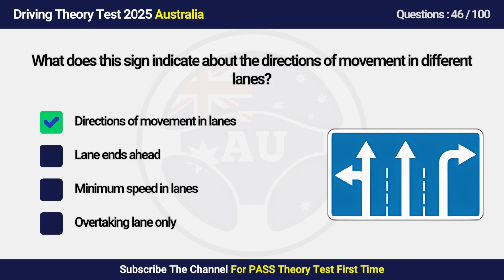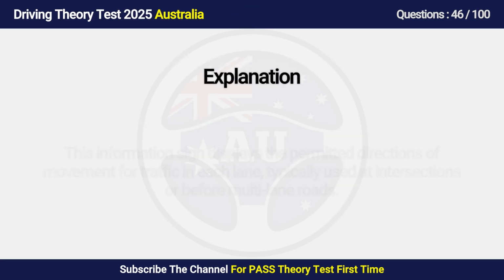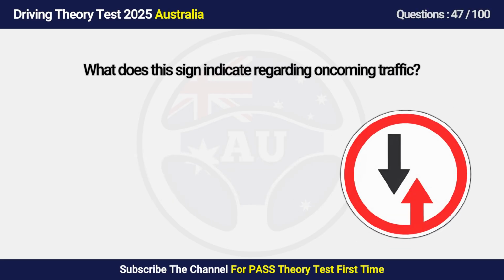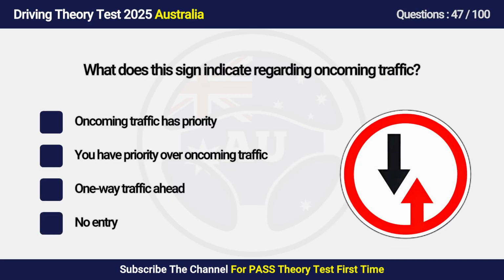Answer is A. Direction of movement in lanes. This information sign displays the permitted directions of movement for traffic in each lane, typically used at intersections or before multi-lane roads. Question 47. What does this sign indicate regarding oncoming traffic?